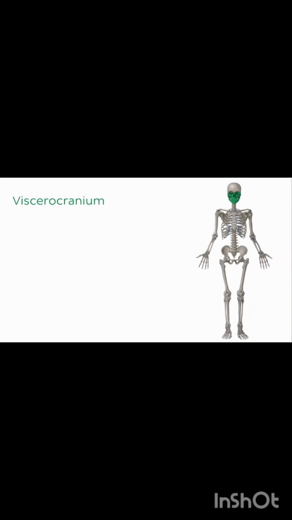Now that we've looked at some of the bones of the neurocranium, let's move on to the bones of the viscerocranium. Again, viscerocranium is a bit of a lengthy word, but it simply refers to the bones that form the face. We're going to look at two bones of the viscerocranium. The maxilla, or the upper jaw, and the mandible, or the lower jaw.